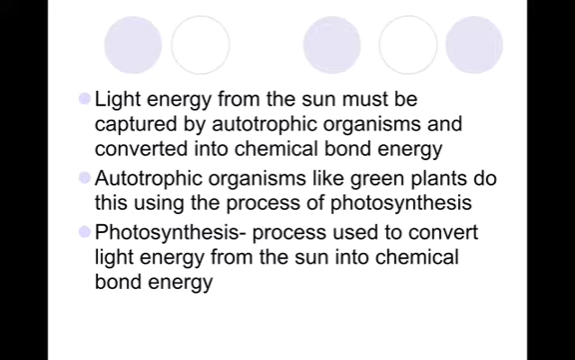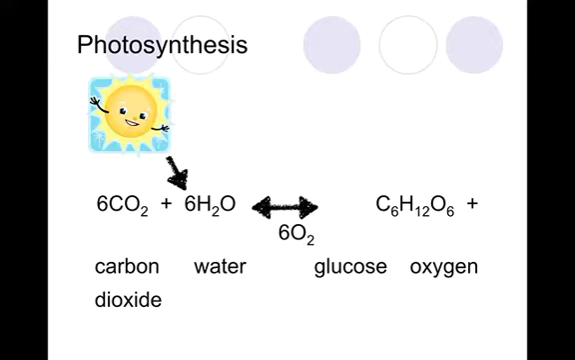So if I had to put a definition on photosynthesis, it would be the process used to change light energy from the sun into chemical bond energy, and that's in the molecule of glucose. So the formula for photosynthesis is I have carbon dioxide and water and sunlight, and it gets made into glucose, oxygen.